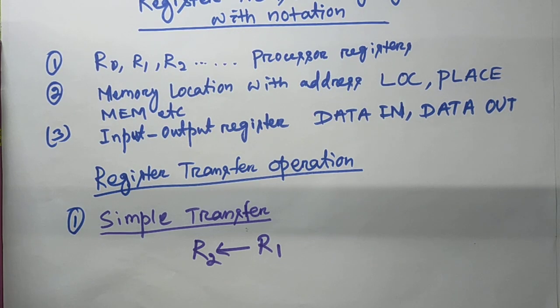That means the content of R1 is copied into R2 without affecting the content of R1. It is an unconditional type of transfer operation. This is the one kind of operation. Another operation is also there. What is the other operation? This was the simple one.